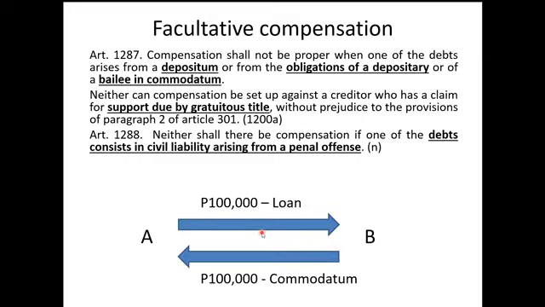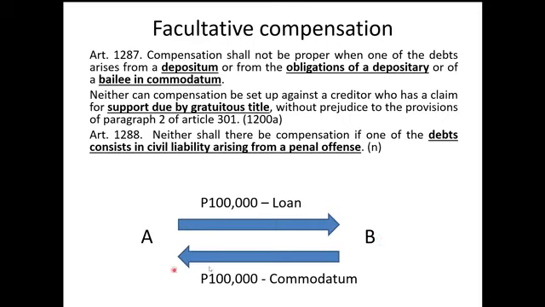Okay, now may binanggit ako sa inyo kanina na may 4 na instances na hindi kayo pwedeng mag-offset. Pag ang obligation nyo ay galing sa contract of comodatum, contract of deposit, legal support, saka obligation arising from a criminal offense. Okay, example class, si A nag-borrow kay B ng 100,000.